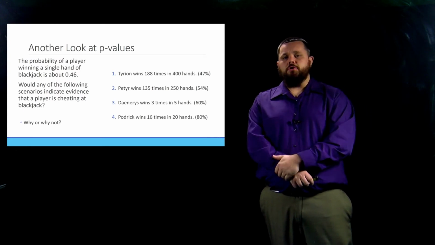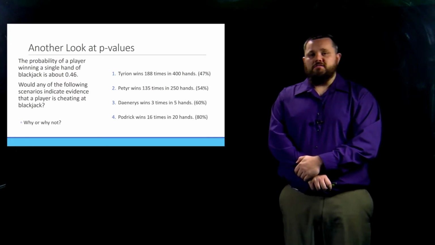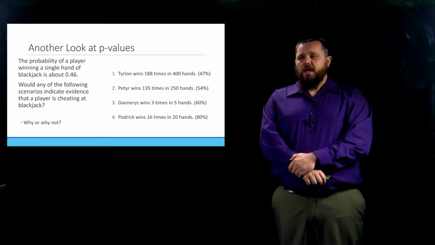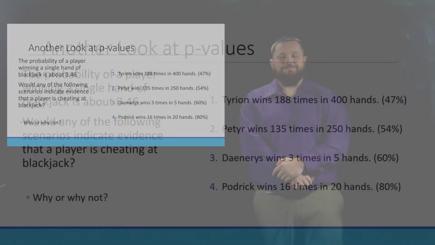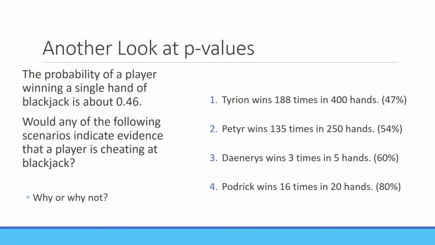So, if you don't mind, what I'd ask you to do now is take a moment, you can pause the video, and just think about, with each of these four scenarios, with Tyrion, Peter, Denarius, and Podrick, what would you conclude? Do you think that the evidence given is enough evidence that each player cheated? Or, I guess, individually. So we're going to have four decisions there to look at. So again, take a moment. If you want to Google some Jeopardy theme music, have yourself going on in the background, you're welcome to. But take a look at these, and then we'll come back.